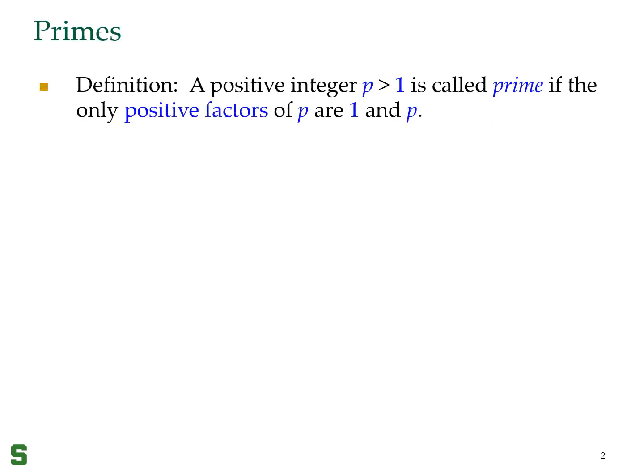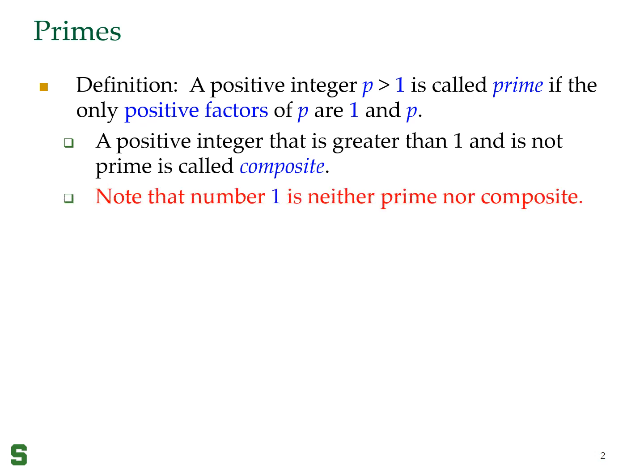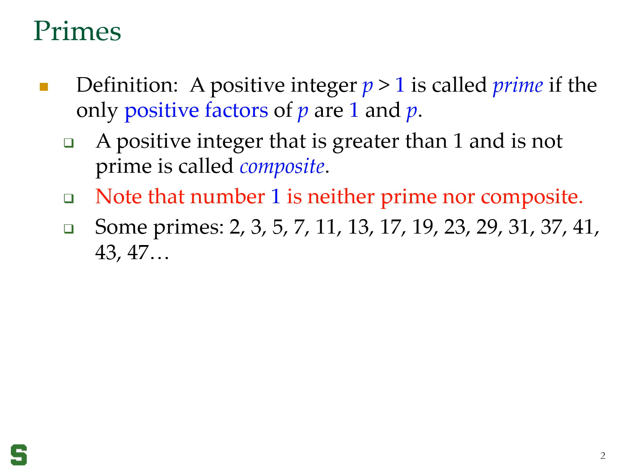A number p greater than 1 is called a prime if the only positive factors it has are 1 and p, no other positive factors. That will make it a prime. A positive integer that is greater than 1 and is not a prime is called composite. Note that 1 is neither a prime nor a composite. So here are some examples of primes: 2, 3, 5, 7, 11, etc.